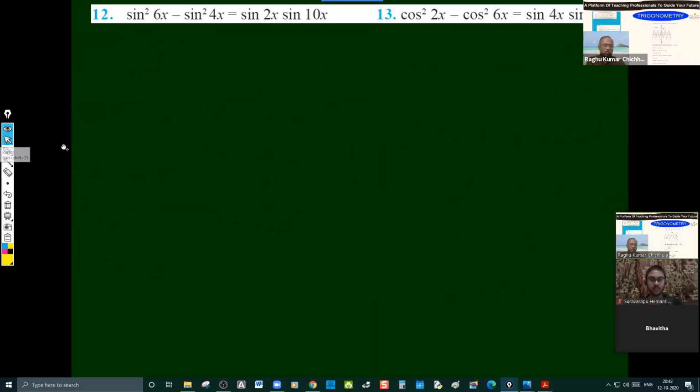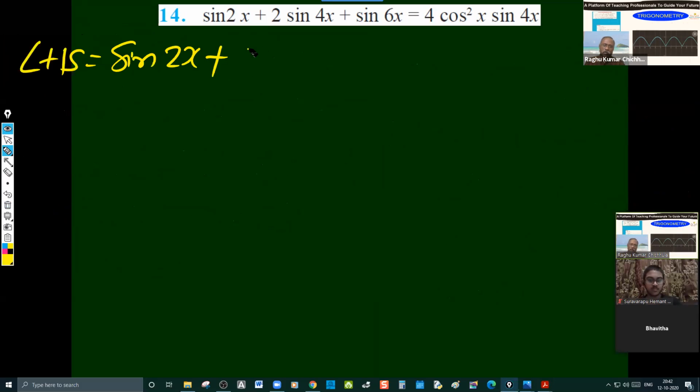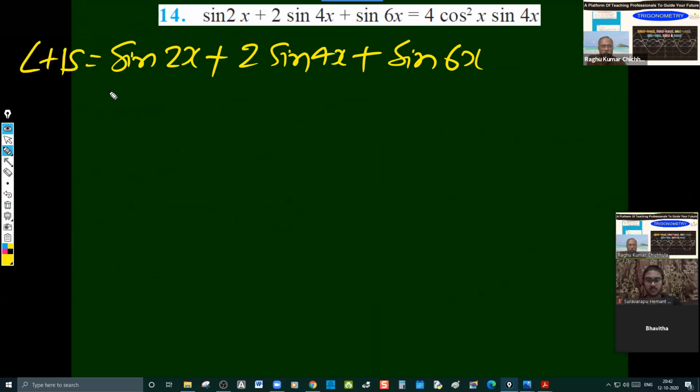Okay, going to the next question. See this carefully, please. Sine 2x plus 2 sine 4x plus sine 6x is to be proved as 4 cos square x into sine 4x. Follow this carefully. LHS is equal to sine 2x plus 2 sine 4x plus sine 6x. So see here, in between these two terms, you have 2 sine 4x.